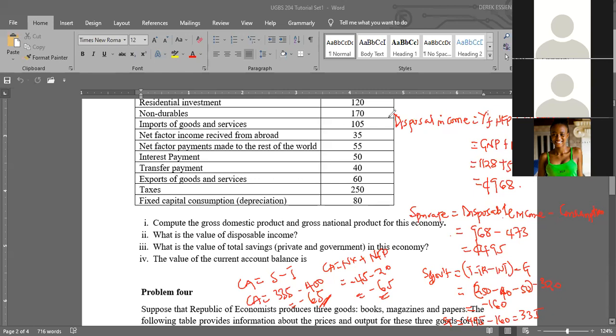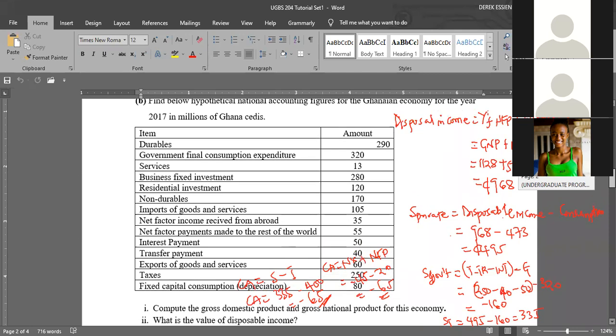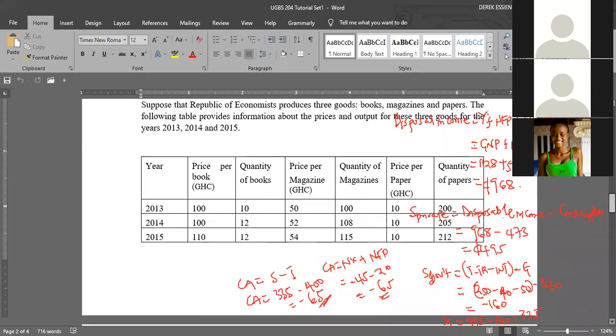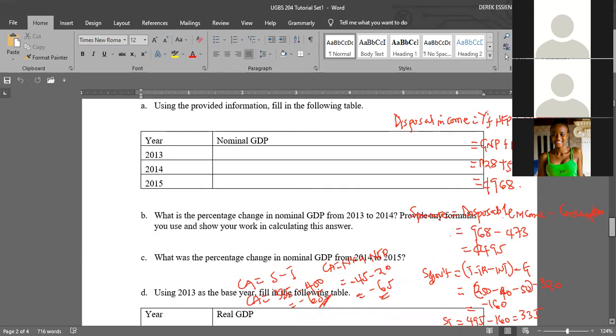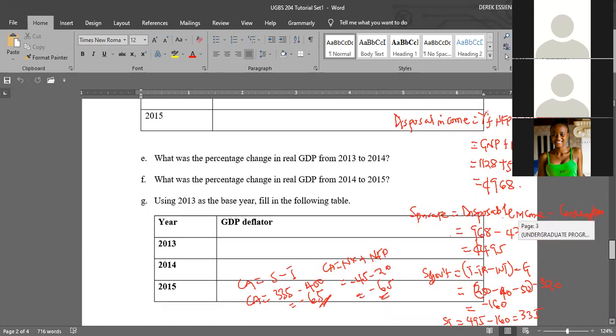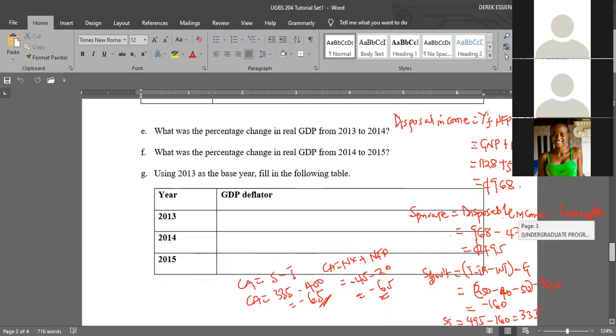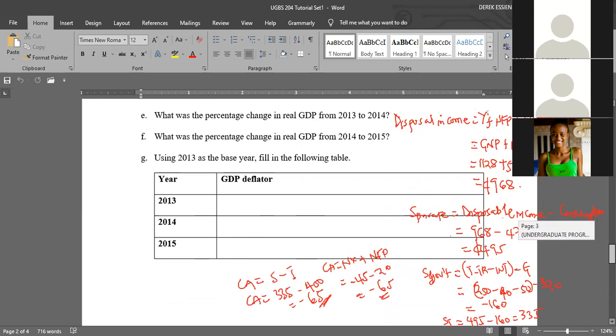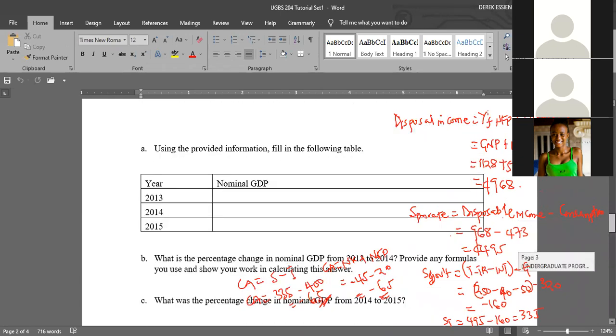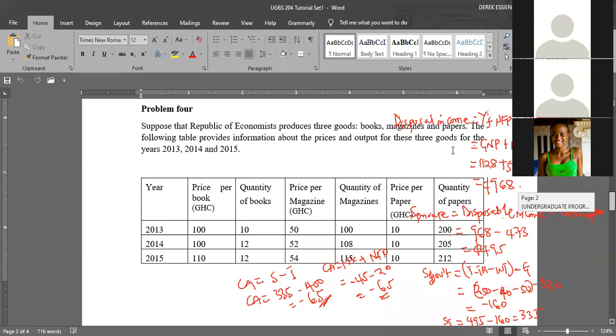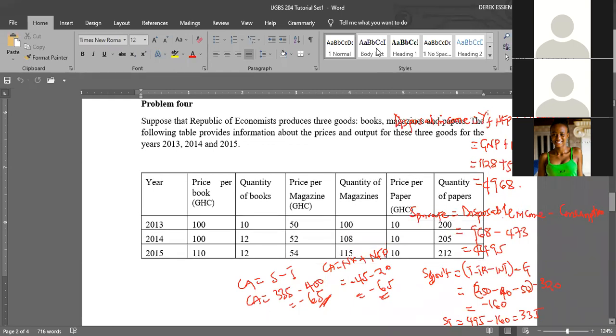Negative 65. Okay, so this is what we mean by calculating for GDP with a question like this. We can also do the same for the real GDP and nominal GDP, but if I start this, we won't finish, unless you tell me I should do it. When I'm sending the slides to Eben, I'll add the questions to your set. Okay, thank you.